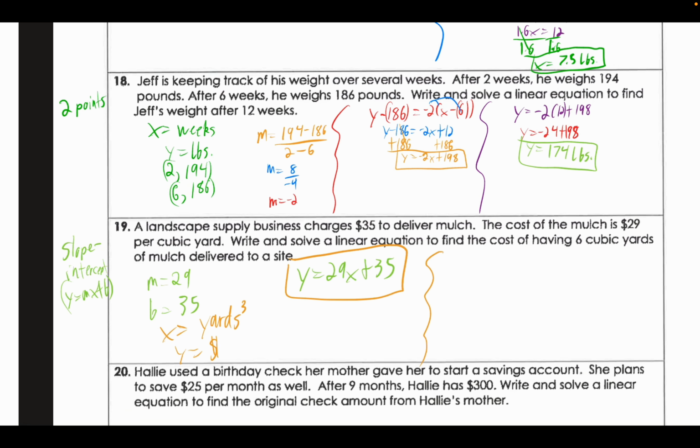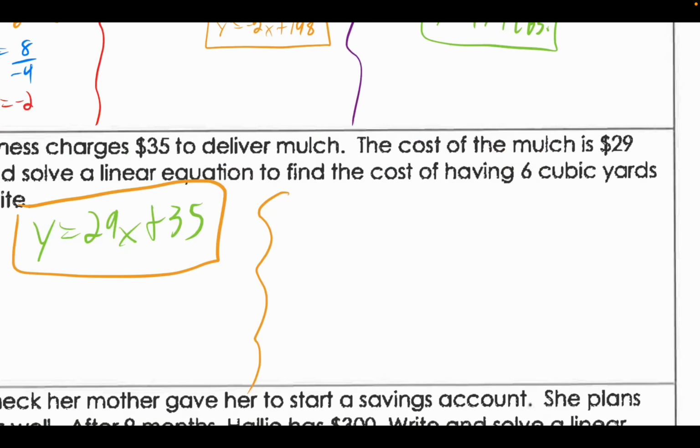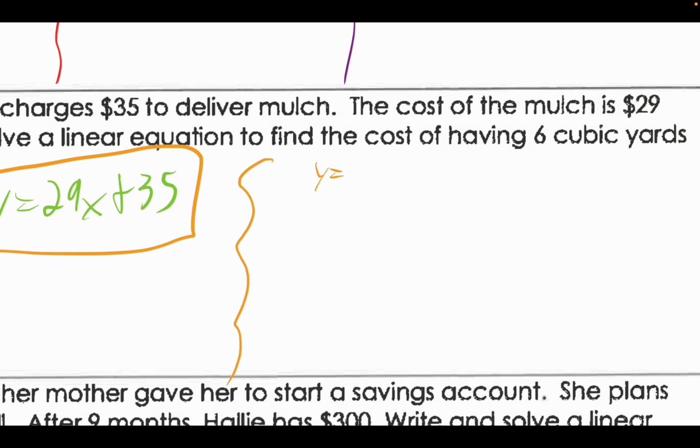Now we're trying to figure out, okay, write and solve the linear equation, which we did, to find the cost of having 6 cubic yards of mulch delivered to the site. So we wrote the equation, and now we're going to solve it for 6 cubic yards. So we're going to plug in 6 for x, y equals 29 times 6 plus 35, which ends up being 174 plus 35, which is $209.